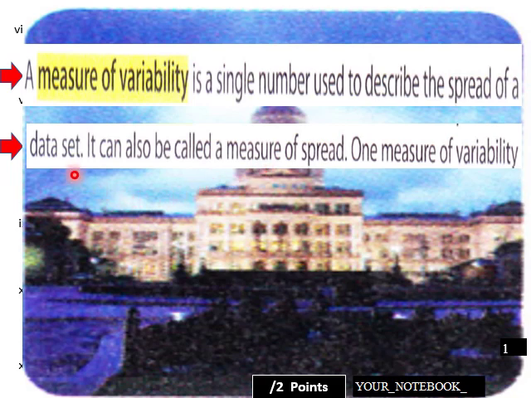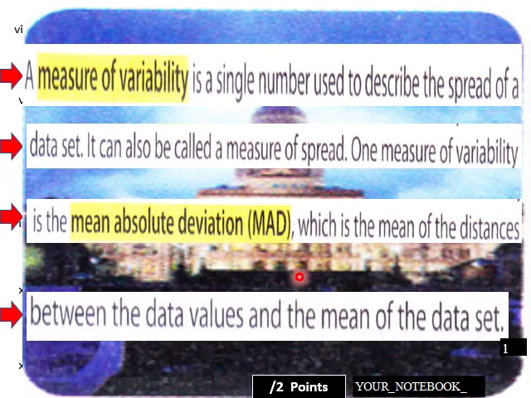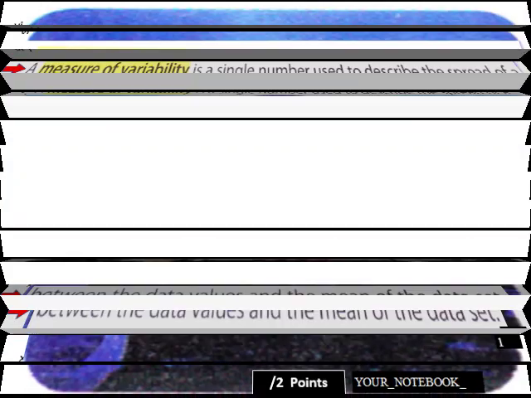And first of all, we're going to start with a notebook entry here. A measure of variability is a single number used to describe the spread of a data set. It can also be called a measure of spread. One measure of variability is the mean absolute deviation, or MAD, M-A-D, which is the mean of the distances between the data values and the mean of the data set. So there's a lot there. It is the mean of the distances between data values and the mean of the data set. So we have means of means here, lots of means going on.